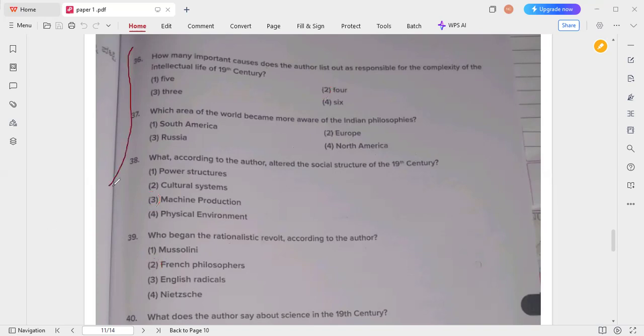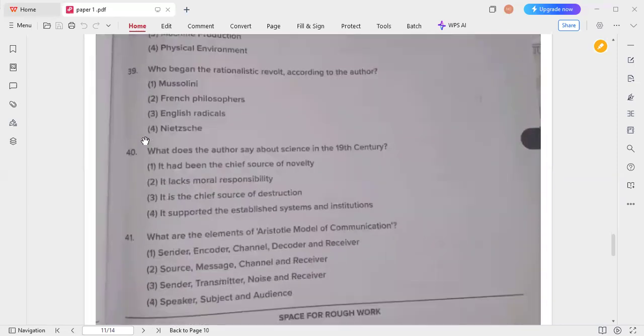So all these questions belong to the passage. So you have to read the passage, then only you will be able to answer these particular questions. So next question also belongs to the passage, that is 41. So what does the author say about science in 19th century? So this one, he says that it had been the chief source of novelty. Option 1 is the correct answer. So next question is about the communication thing. What are the elements of Aristotle model of communication? So that is speaker, subject, and audience. Option 4 is the correct answer.